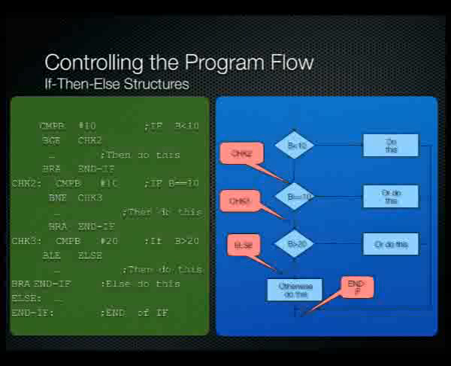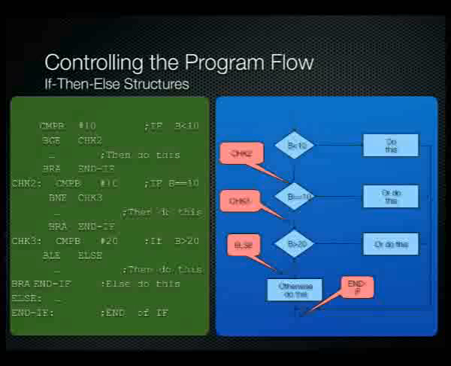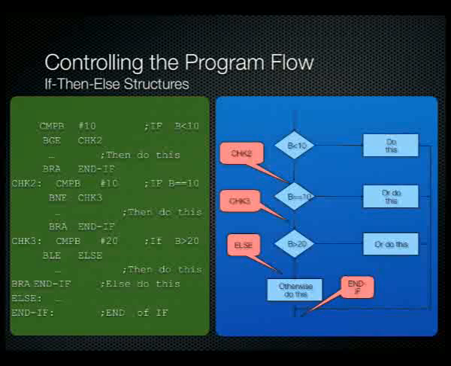So we've got a series of labels to actually define our path. We do our first check: if B is less than 10. If it's not, we then go down to check 2, B is equal to 10. If it's not, we go down to check 3, which is B is less than 20. If it's not, we go to else. And we all end up at the end if. So it doesn't matter which chunk of code meets that condition and which chunk of code we actually run, they will all end up down at the end if label.